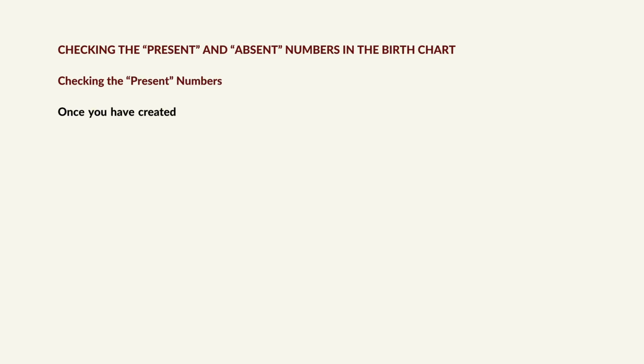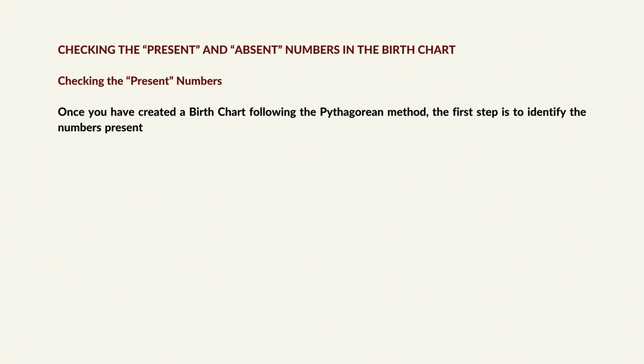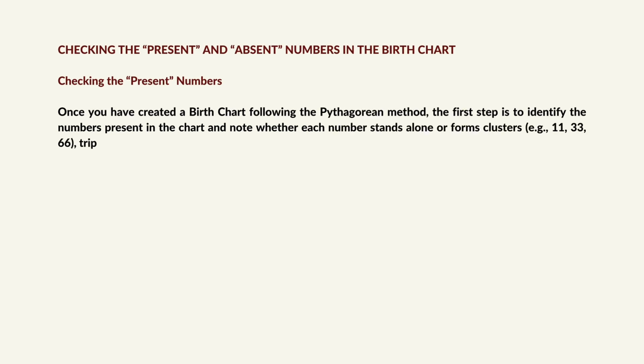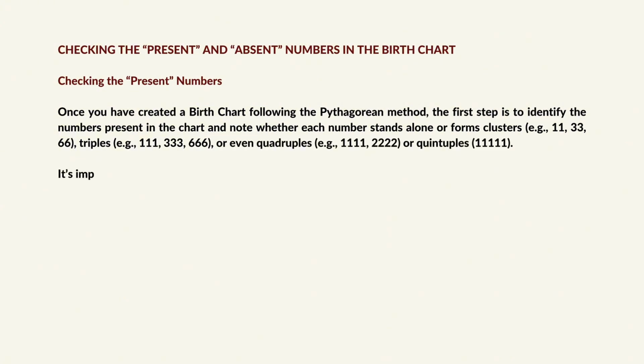Checking the present and absent numbers in the birth chart. Checking the present numbers. Once you have created a birth chart following the Pythagorean method, the first step is to identify the numbers present in the chart and note whether each number stands alone or forms clusters, for example, 11, 33, 66, triples, for example, 111, 333, 666, or even quadruples, for example, 1111, 2222, or quintuples, 11111.